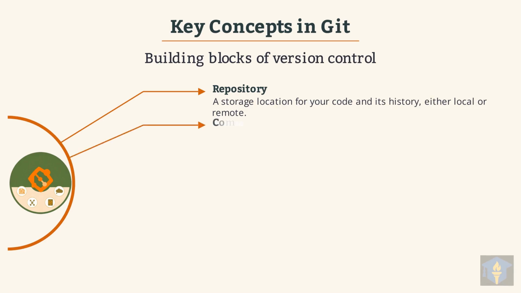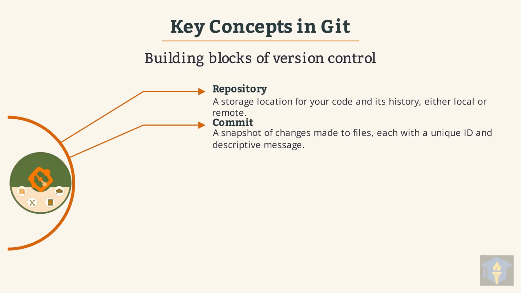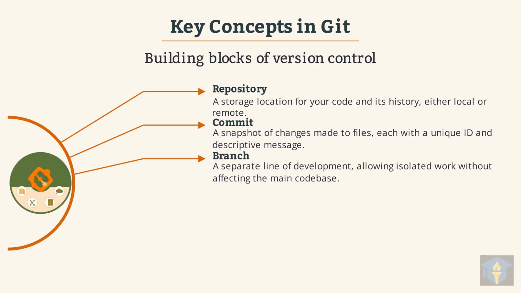Next, a commit is like a snapshot of your changes, marked with a unique ID and a descriptive message. Each commit records specific changes made to your files at a particular point in time. A branch represents a separate line of development, letting you work on features in isolation. This means you can experiment and develop without impacting the stable main codebase.